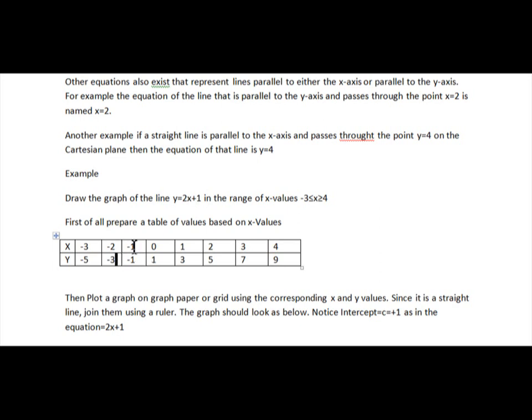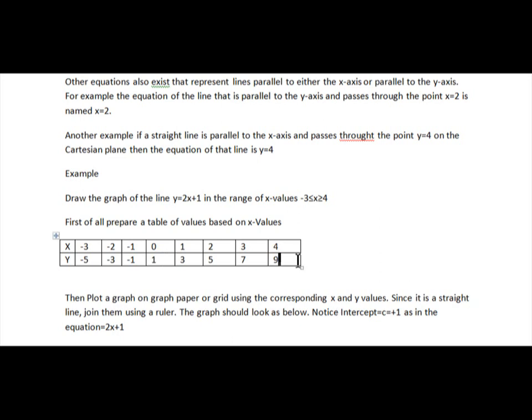Okay, when x is equal to minus 1, y is 2 times minus 1, which is minus 2 plus 1. Minus 2 plus 1 is minus 1. Next, when x is equal to 0, y is equal to 2 times 0, which is 0 plus 1, which is 1. So we continue repeating that process for the different values of x until we get to the last one, and that will be the complete table of values.